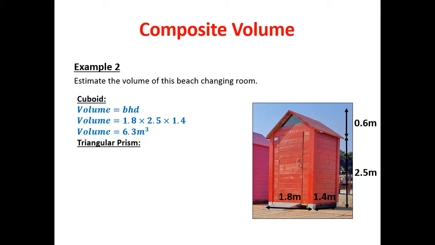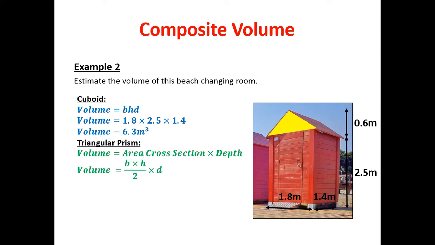Right, now we turn our attention to the triangular prism on the top, the roof. The volume of a prism is the area of the cross-section multiplied by the depth. Well, hopefully you can see that the cross-section is this triangle here. It has a base of 1.8 meters and a height of 0.6 meters. So, the volume is equal to base times height divided by 2, that's the area of a triangle, times the depth.